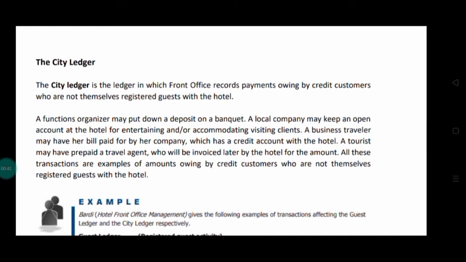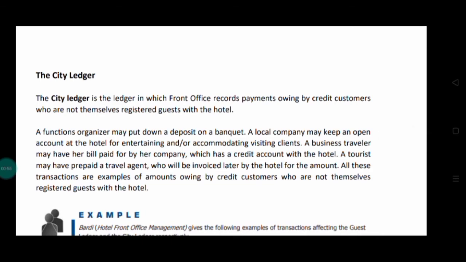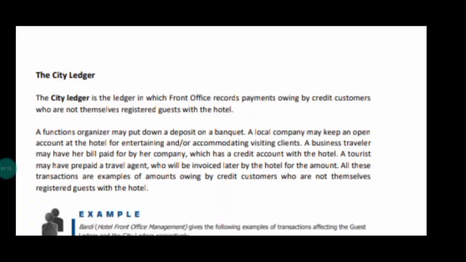So in my perspective, the city ledger contains the accounts of resident guests who have left the hotel without settling their accounts, which would be settled at a later date by a third party, maybe a credit card company, an airline, or maybe a travel agency.